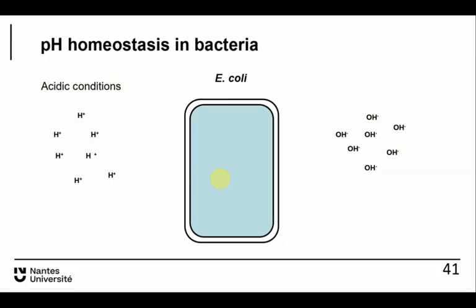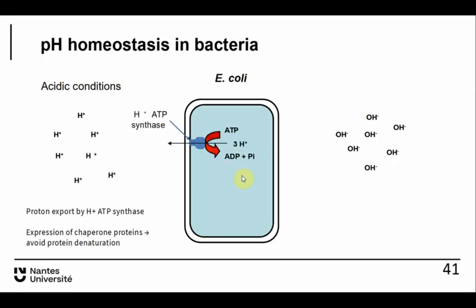So if protons are having a tendency to diffuse into the cytoplasm of the bacterium, the E. coli here needs to get rid of them, to export them. And one of the things that can be done is for the proton-dependent ATP synthase to work in reverse.